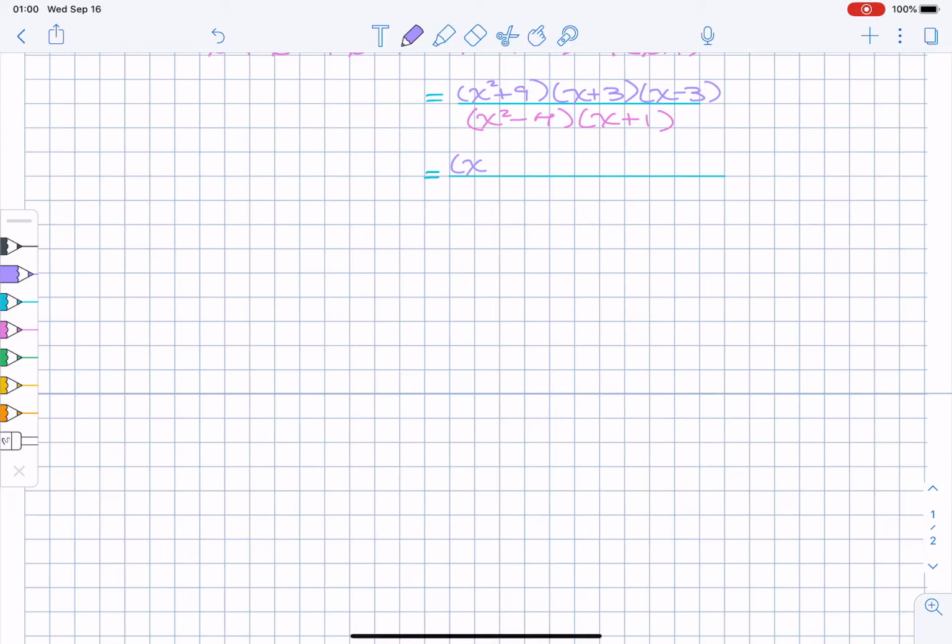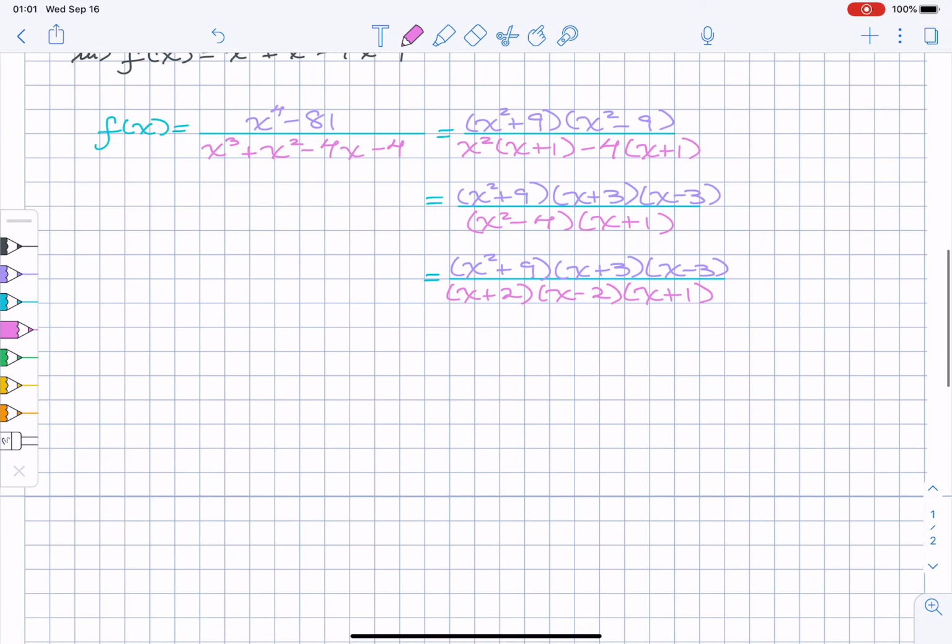The quantity x squared plus 9 times x plus 3 times x minus 3 all over x plus 2 times the quantity x minus 2 times the quantity x plus 1. Okay, we finally did it. Okay, so what does this mean? This means that the domain of this function will be all values of x excluding those values that make the denominator 0. So x cannot be plus or minus 2, and x cannot be negative 1. Okay, so hopefully that's making sense.